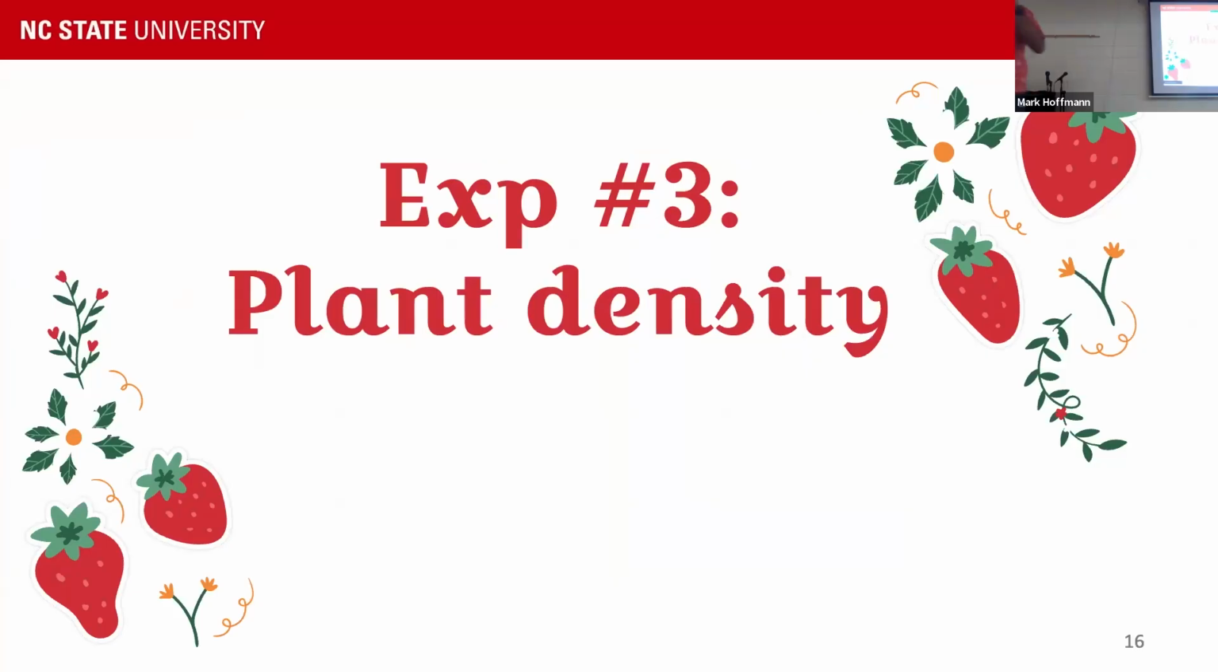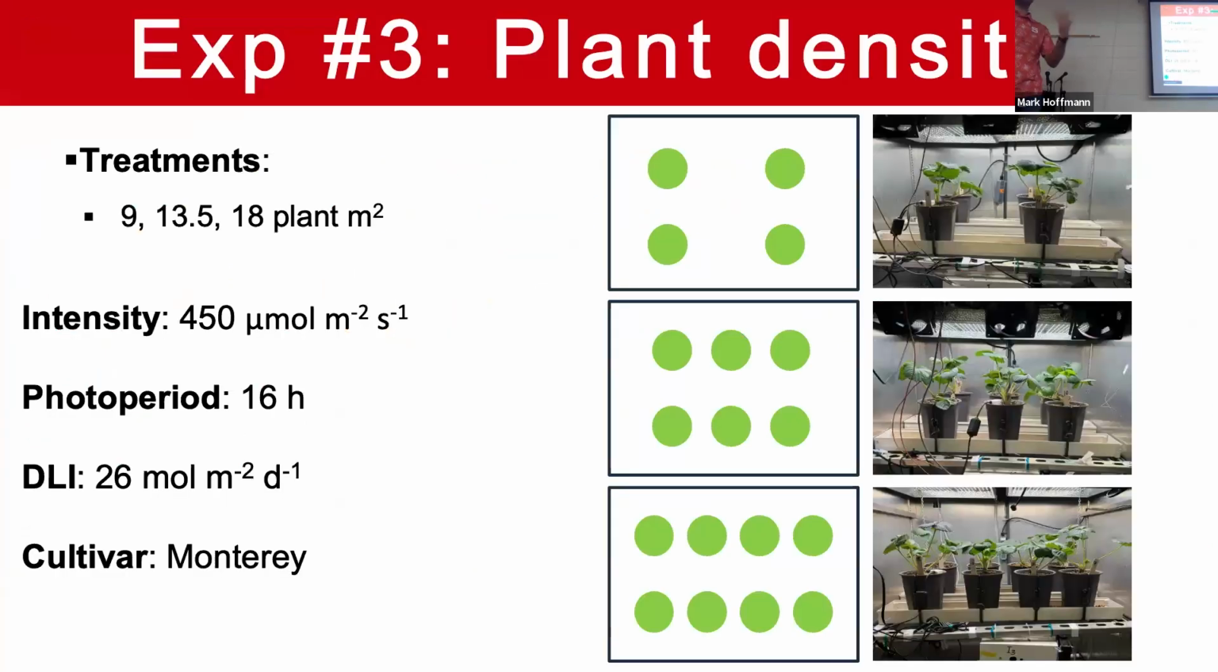So Ricardo and I talked, and we decided to do another experiment to increase the planting density. At photoperiod, we had 9 plants per square meter, and we wanted to know how much we can push the plants and have a higher planting density.